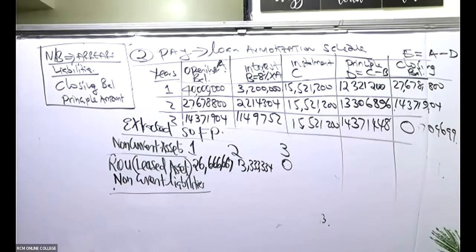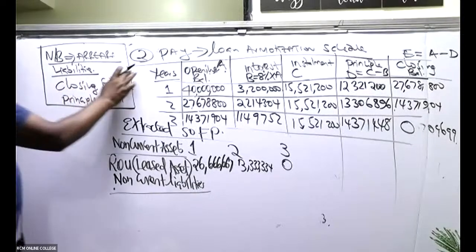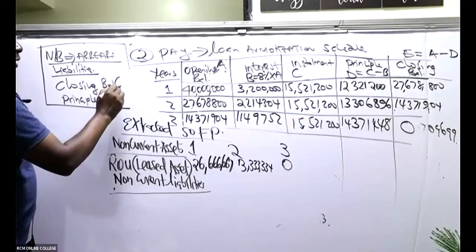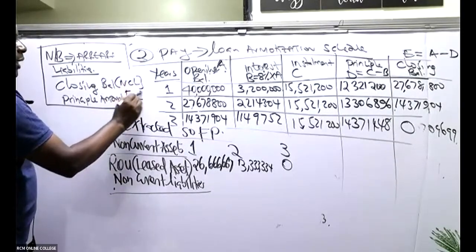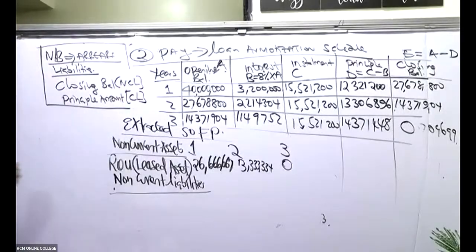Note, if these rental payments are being made in arrears, like in our question, then for liabilities we shall have this closing balance and the principal amount. This closing balance will be for the non-current liability, and this one here will be for the current liability.